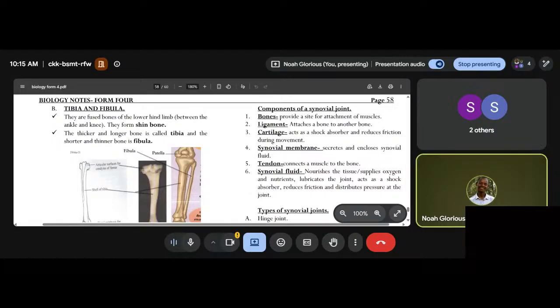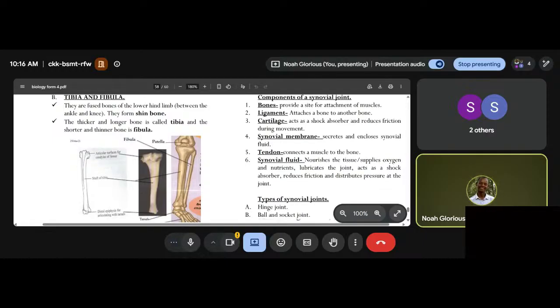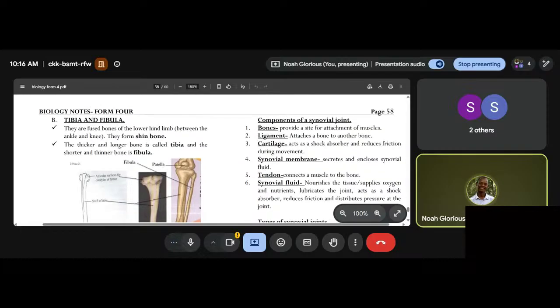We are always born with the synovial fluid, especially at the knee. It is there even in our old age. That is why we are able even to walk, always even in our old age. And then the synovial joint also has a tendon. The function of the tendon, we already said, is to connect a muscle to a bone.